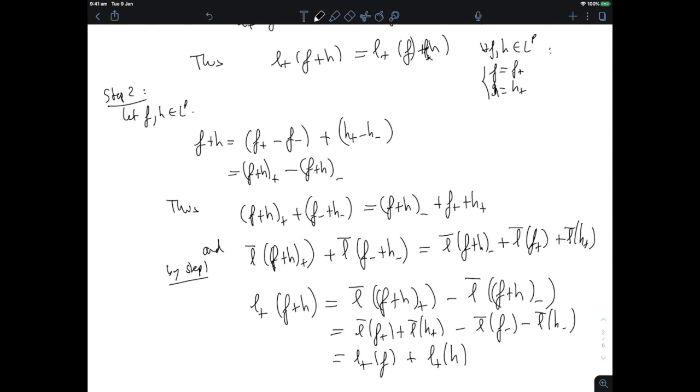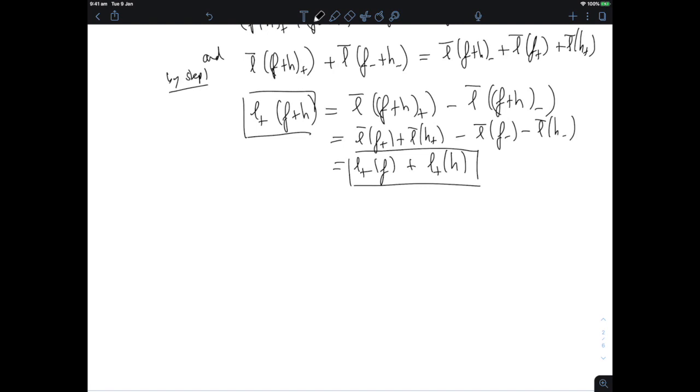Okay, so what have we got here? We've got that L plus of F plus H is L plus of F plus L plus of H for every F and H in LP. Then we have to show, and I'm going to leave that as an exercise, that L plus of lambda F is equal to lambda L plus of F for all lambda in R, and the hint is do lambda positive first, and then realize what happens when you multiply by -1. So I'm going to let you do that, and then that's going to finish the proof of linearity, and then you have to do continuity.